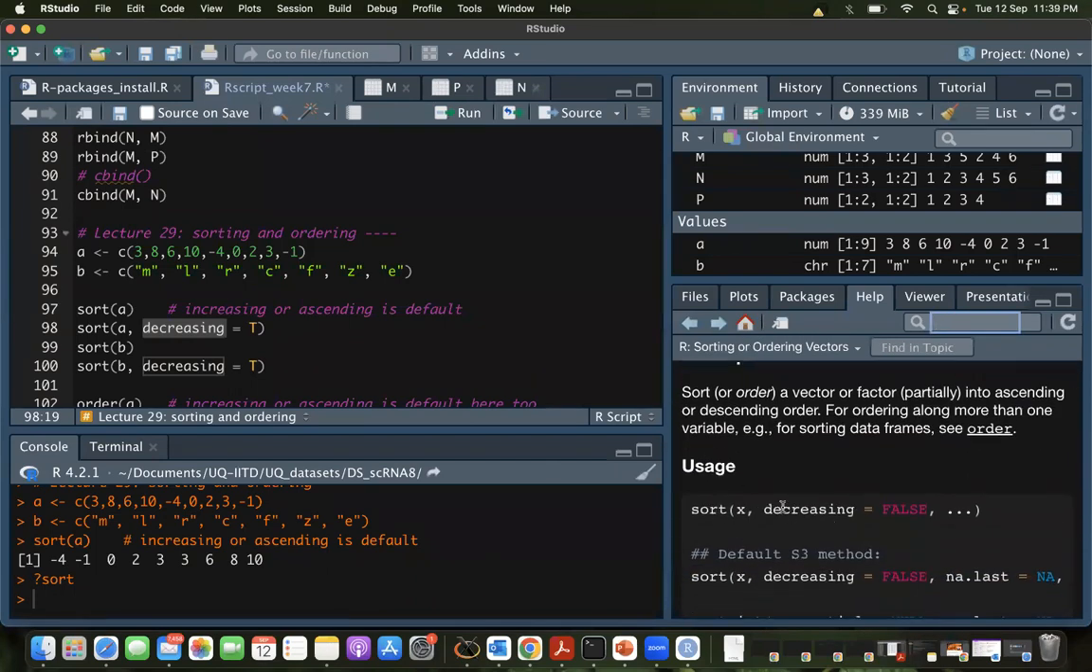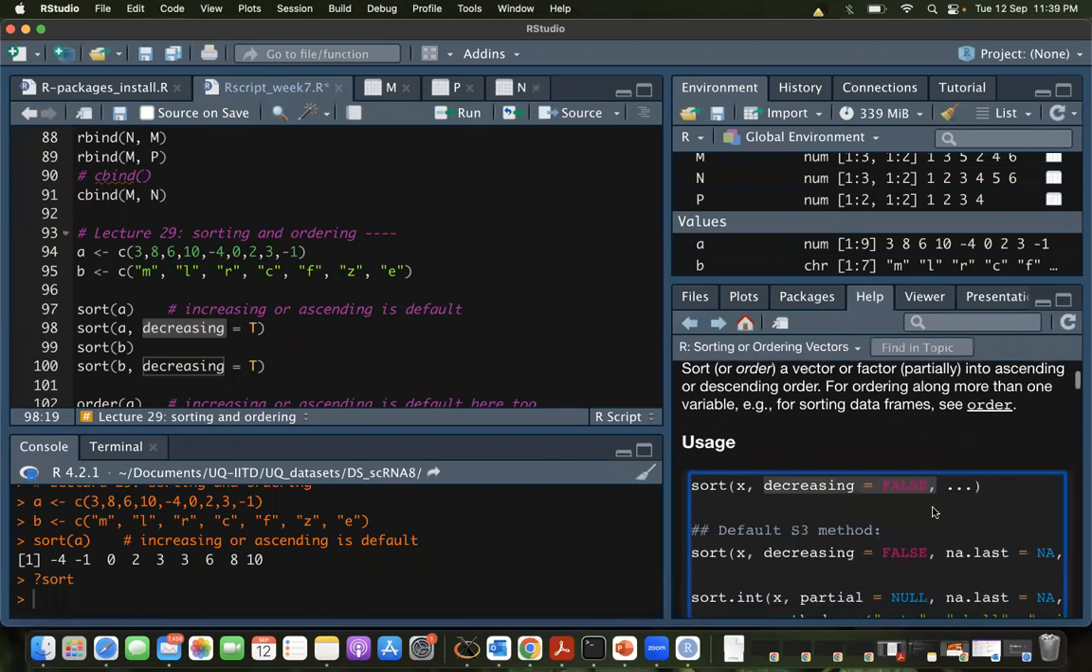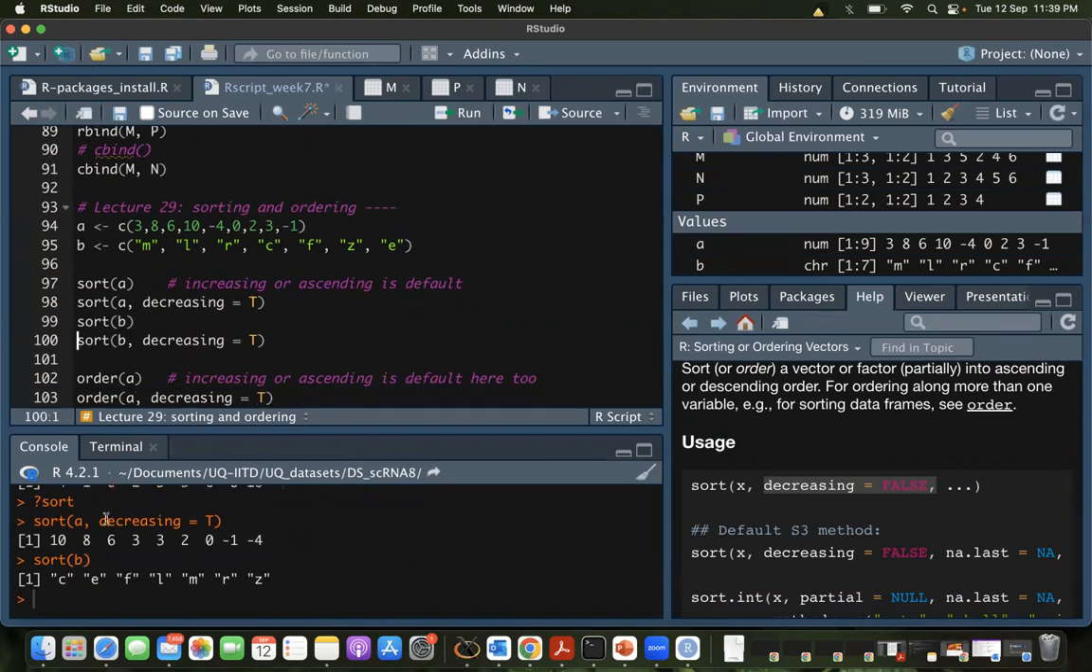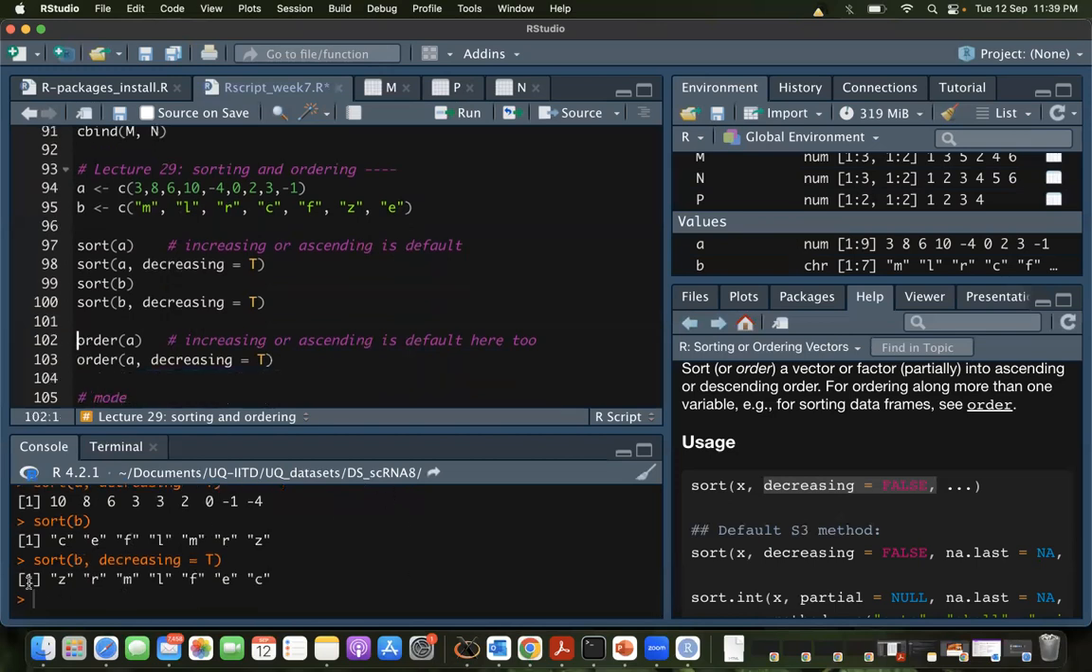So sort, and by default, decreasing is false. If I do decreasing true, then it's going to give me the descending order. This same thing you can do for alphabets. In case of alphabets, ascending order means you're going from A to Z, and descending order means you're going from Z to A. If I do B, that's going to be increasing. And then when decreasing is true, it's going to be from Z to A.